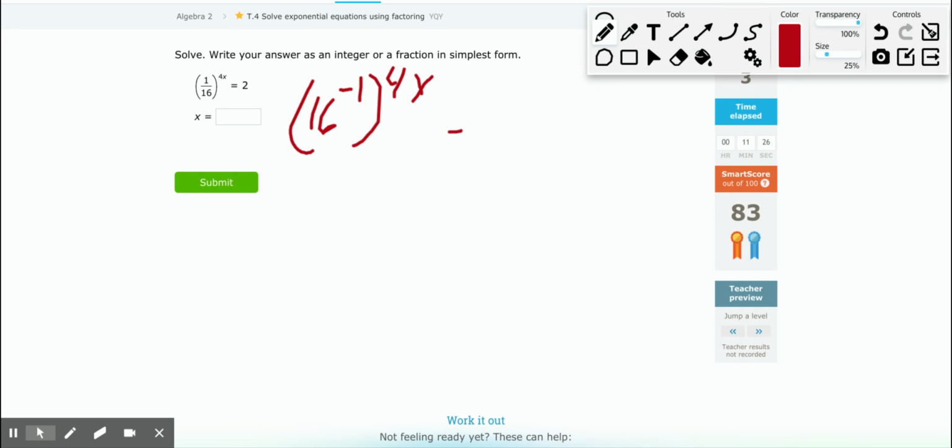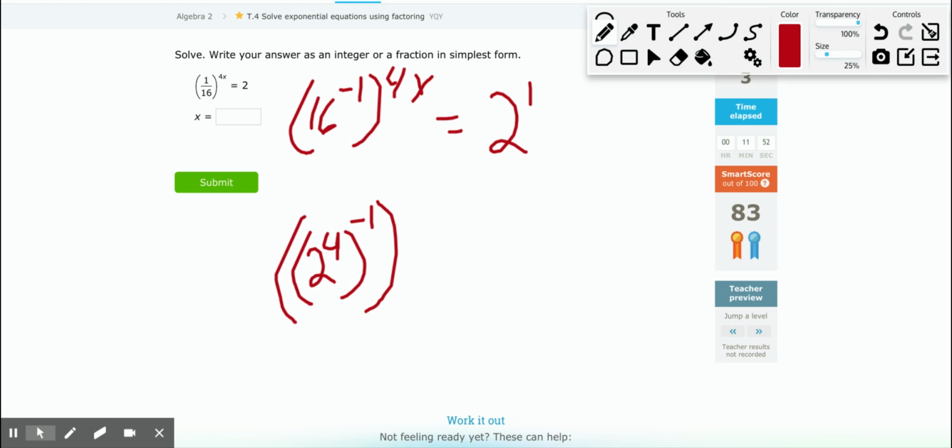And then on the other side, I have a 2, technically 2 to the first power if you want to see an exponent there. Now that I see 16, I want my bigger number to match my smaller one. So I need to think, 2 to what power gives me 16? That would be the 4th power. So I can rewrite that left side as 2 to the 4th power, and then to the power of -1, and then another layer here to the power of 4x.